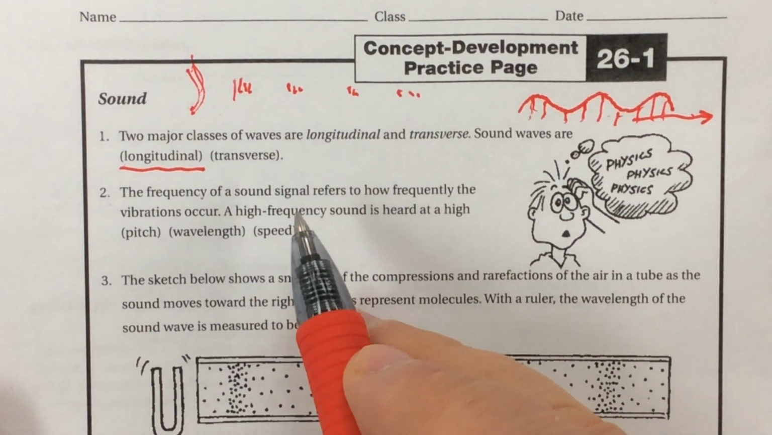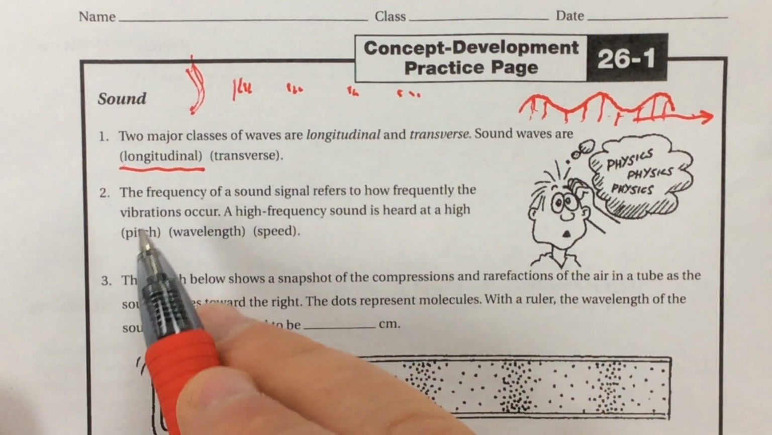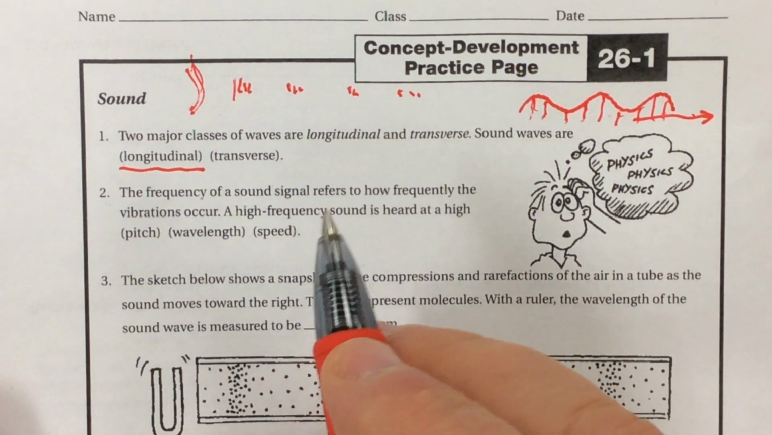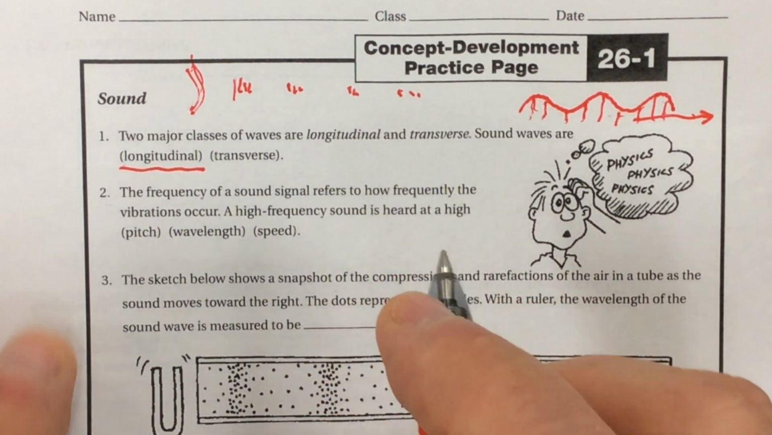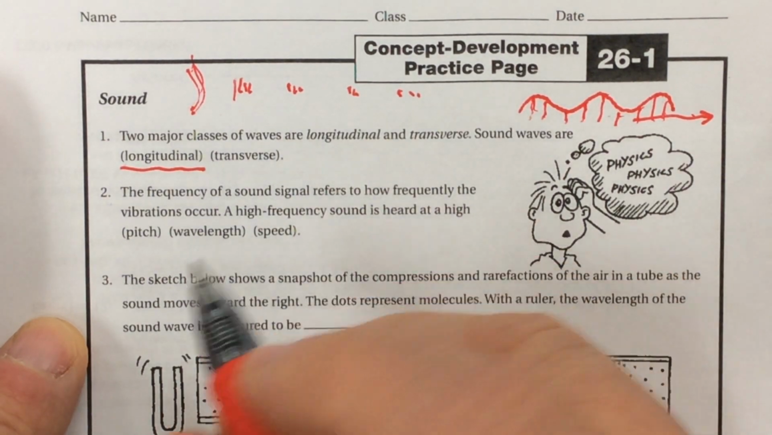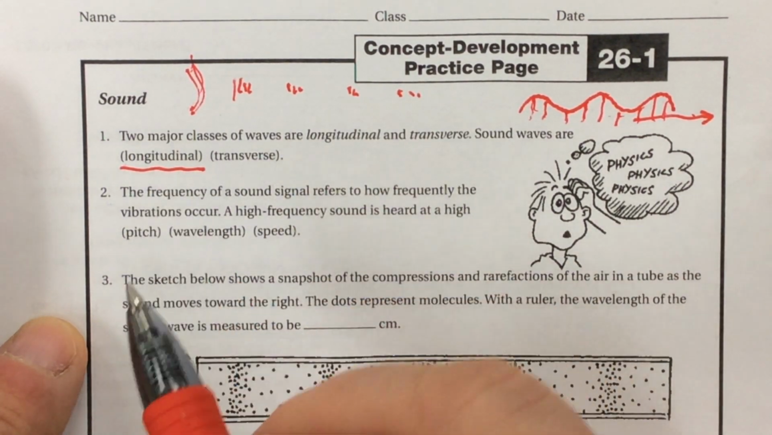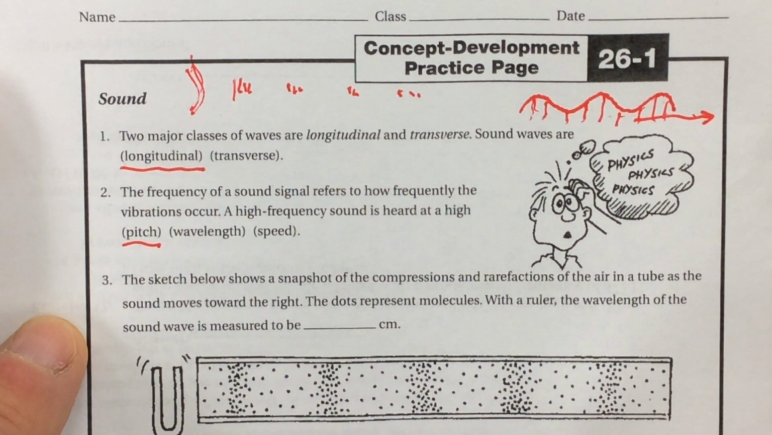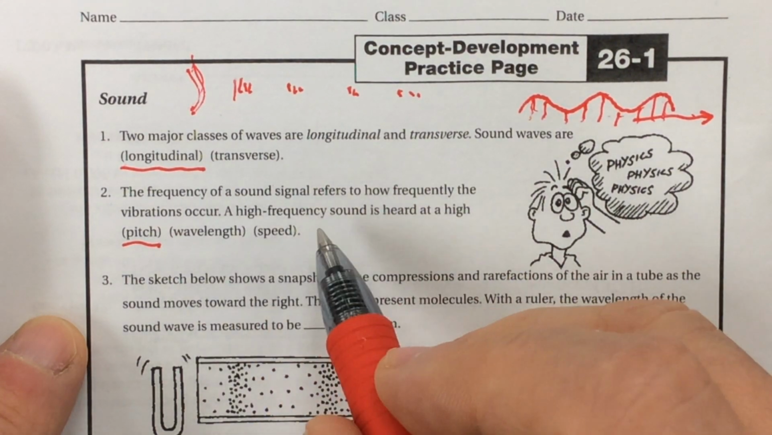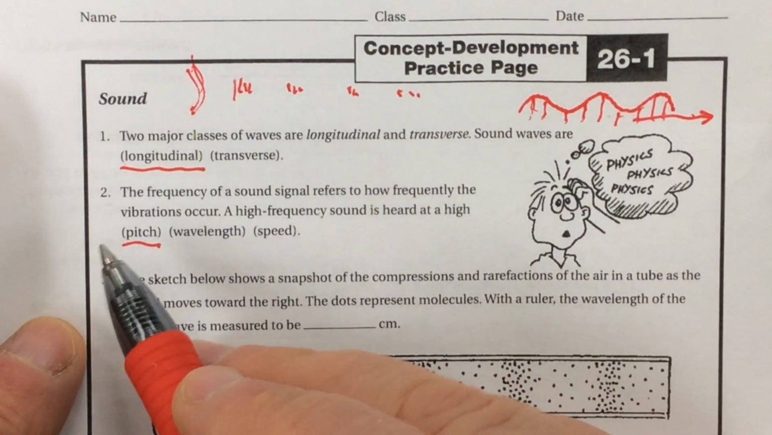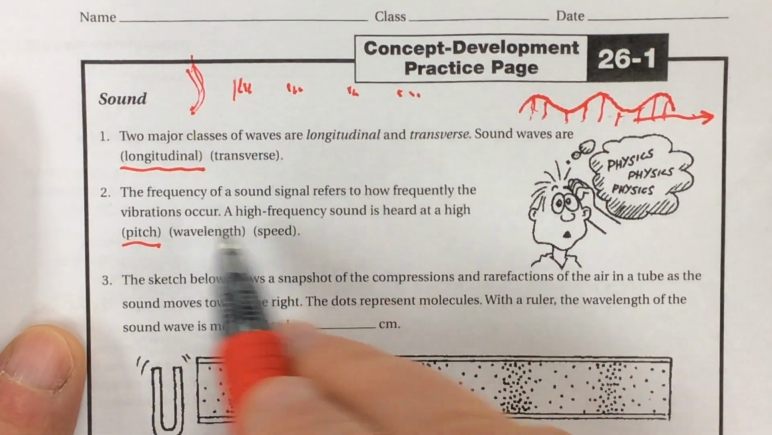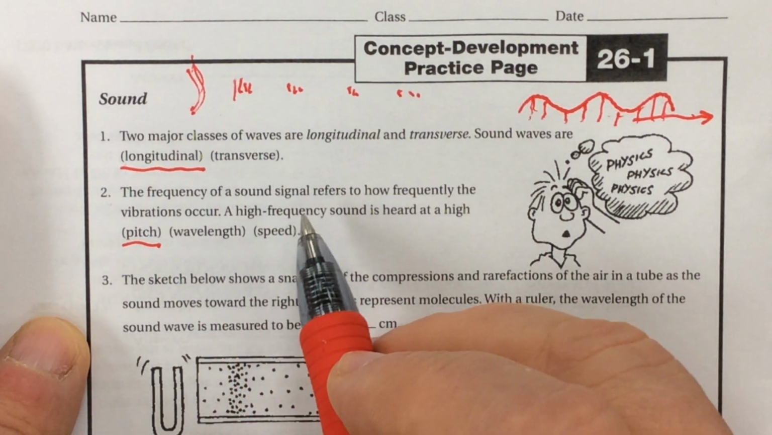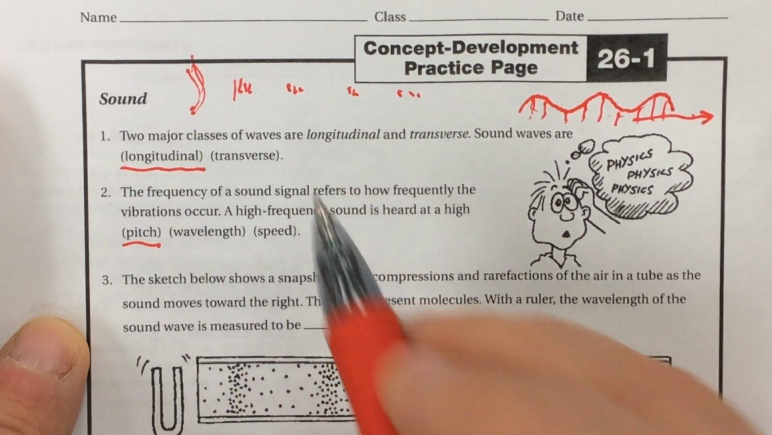The frequency of a sound signal refers to how frequently the vibrations occur. A high frequency sound is heard at high what? We call high sounds high pitches and low sounds low pitches. A high frequency sound is heard as a high pitch. Wavelength, remember, is backwards of frequency. So you would have a very short wavelength for a very high frequency sound.